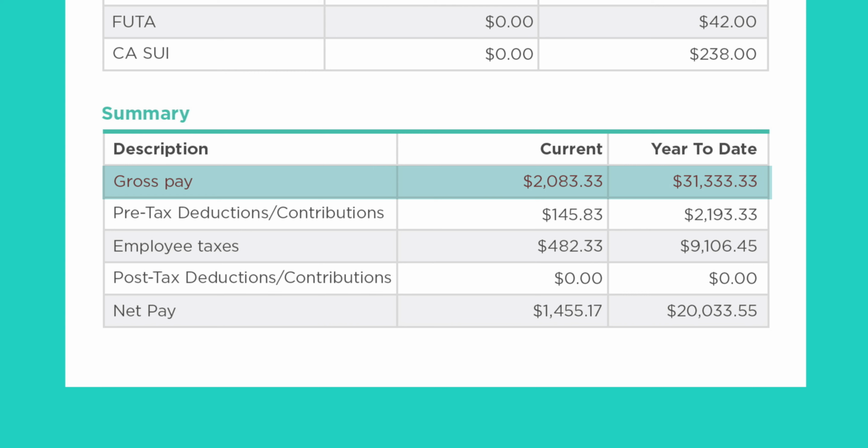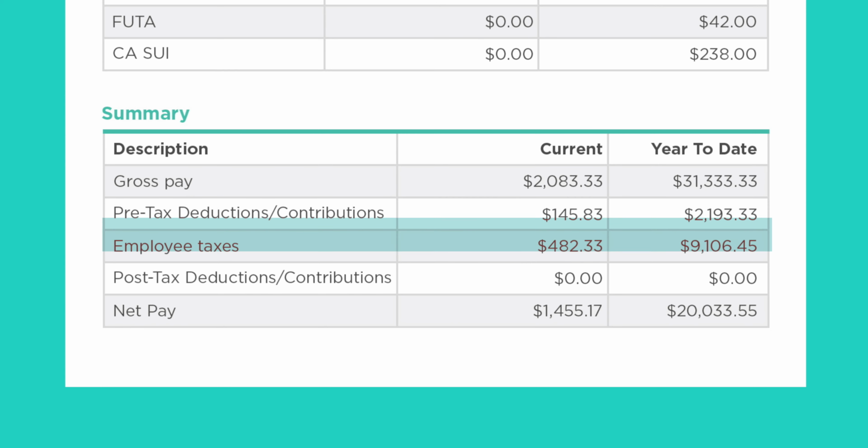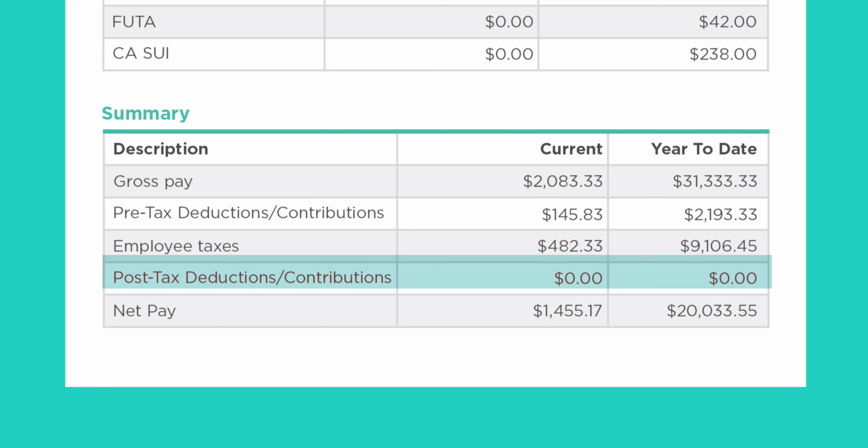So the main formula you're gonna see on your pay stub is your gross pay minus your pre-tax deductions, minus employee paid taxes, minus post-tax deductions equals net pay. And net pay is the money you take home at the end of the day.